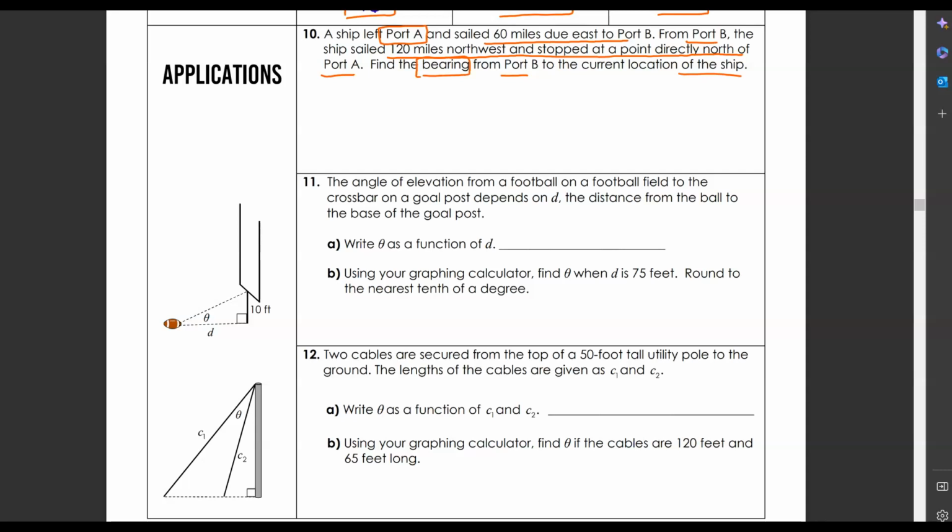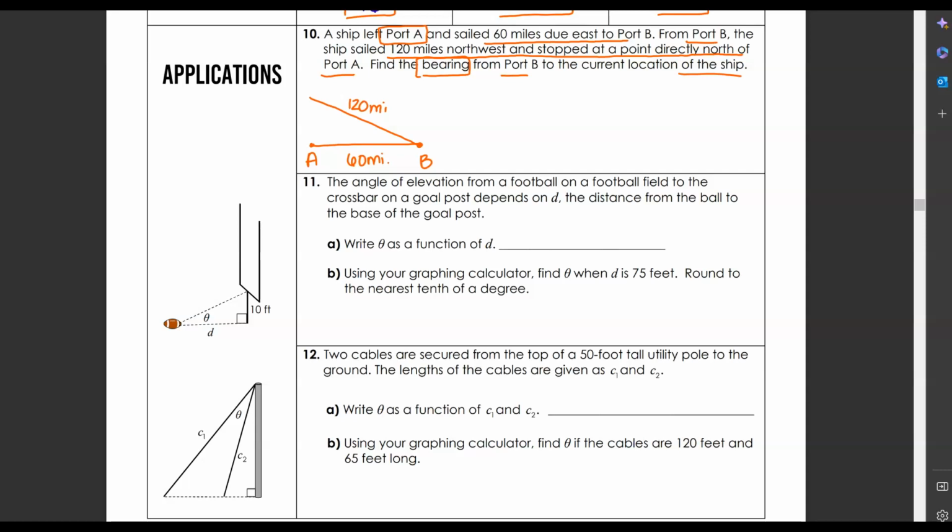All right, so let's start off by drawing a picture here. So we're looking at port A. Here's my port A. And we are going 60 miles due east. So this is our 60 miles due east to port B. And then from port B, we sailed 120 miles northwest. So northwest is going to come this way. Okay. And so this is going to be 120 miles traveled.